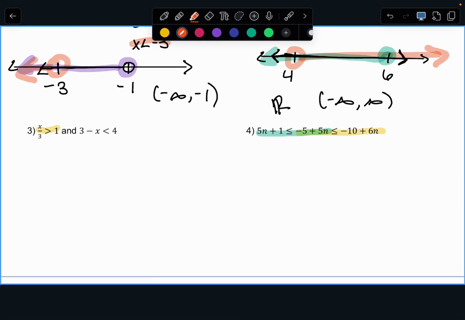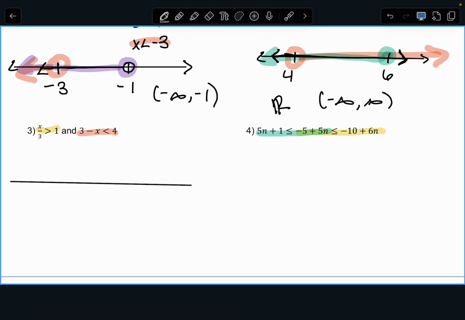Step 1, label. Step 2, solve. What do I get after I solve the yellow one? Yeah, go ahead. I agree, x greater than 3. On the right-hand side, what do I get if I solve the orange one? X is greater than 1. Yeah, let's do this one.